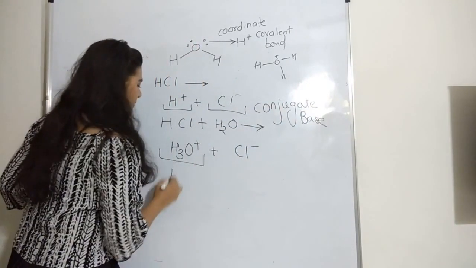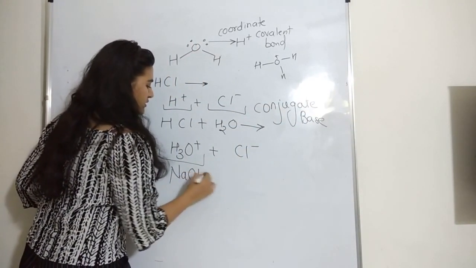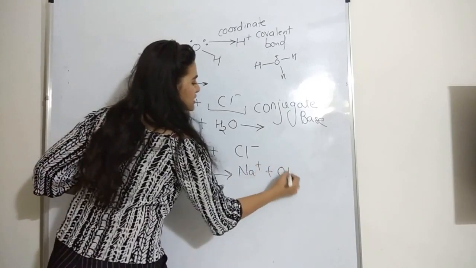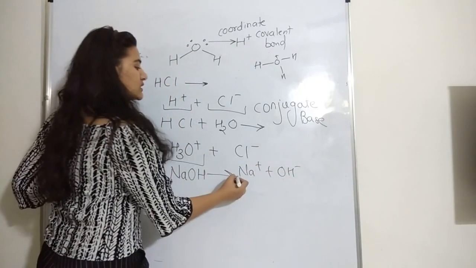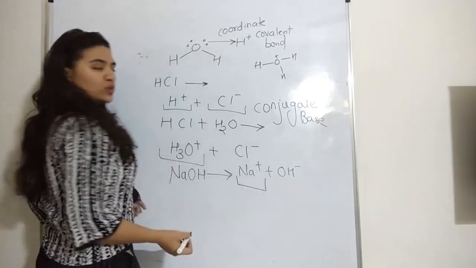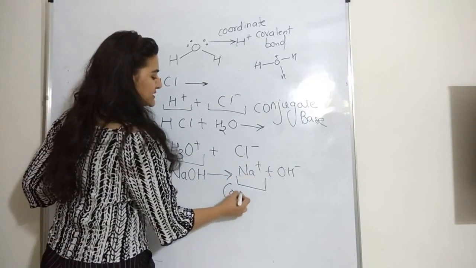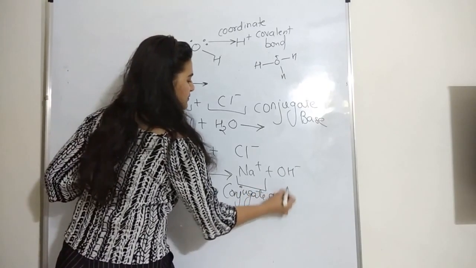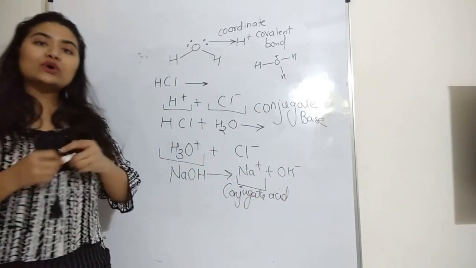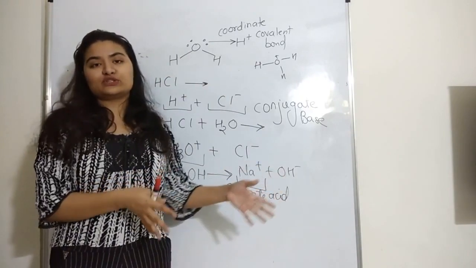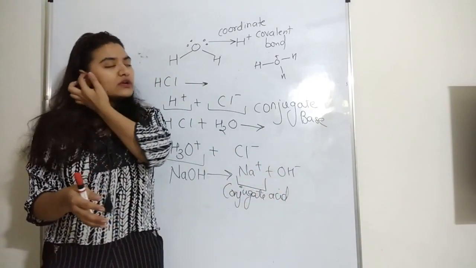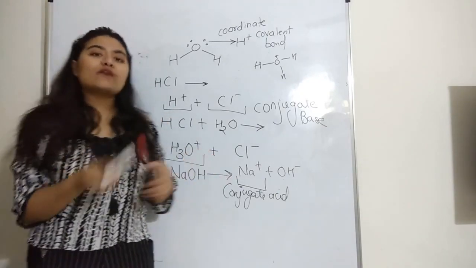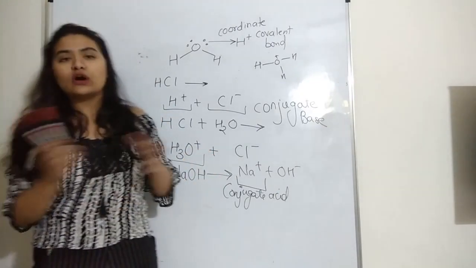Similarly, if I have a base dissolved in water, it is going to form Na plus and OH minus. So this positive is going to be called as conjugate acid. Now they also have similar definitions of acids and bases. Firstly, when I talk about conjugate base, it is the species formed after protonation of an acid.